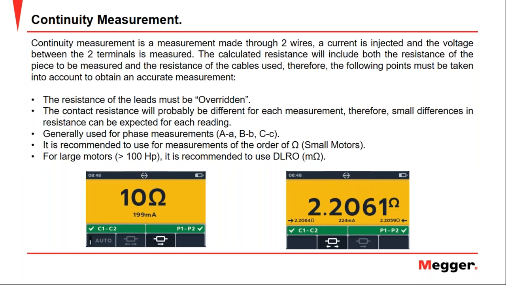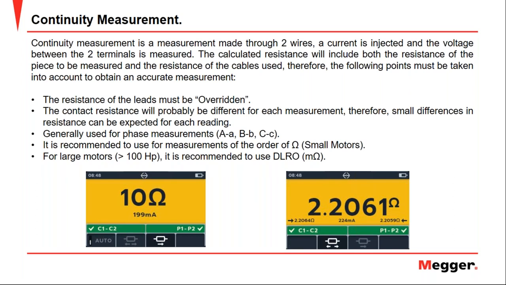The first thing that we have to do is override the resistance of the lead. We also have to take into account that the contact resistance will probably be different for each measurement. Therefore, a small difference in the resistance can be expected for each reading. So, this procedure is recommended when the resistance value to be measured is in the order of ohms, a case that usually occurs in small electric motors.